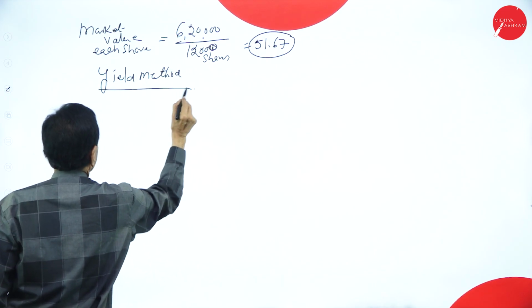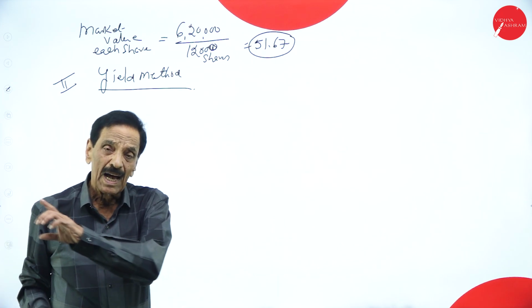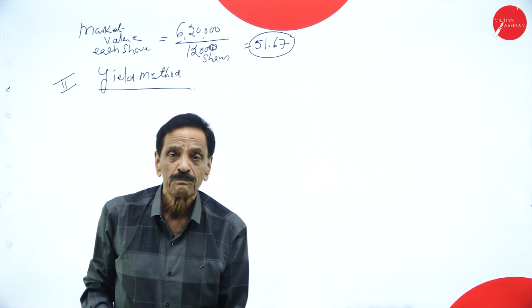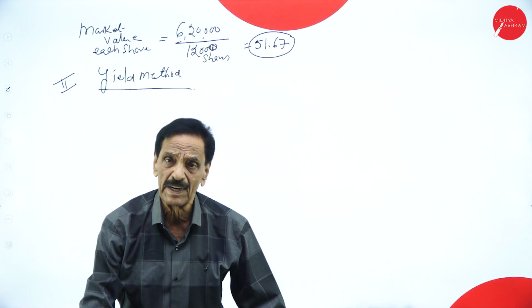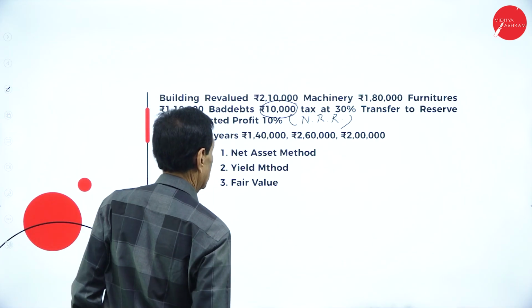Second, this is your second. First step is add the 3 years profit divided by 3. Find out the average profit. What's the profit for the last 3 years?